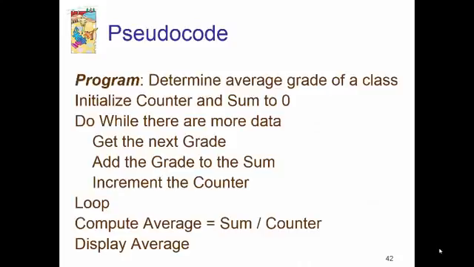Again, if we're going to talk pseudocode, we're going to determine the average grade of a class. We're going to initialize our counter and sum to 0, do while there's more data, get the grade, add the grade to the sum, increment the counter, and loop. Loop brings us back to our do statement. While there's more data, get the grade, add the grade to the sum, increase the counter. Once we have all the grades that we're going to enter, our average is our sum divided by counter, and we're going to display our average.